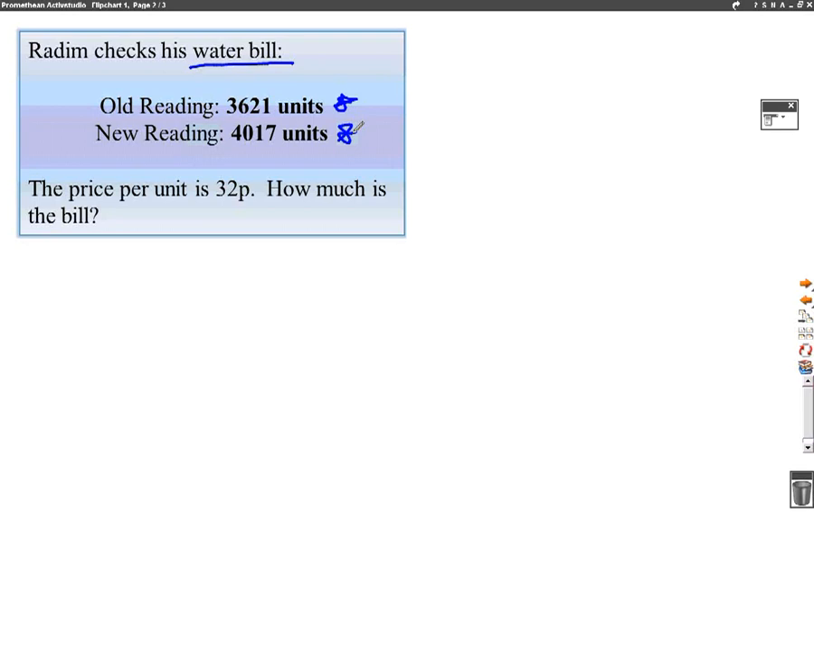So the first thing we've got to do is work out how many units he uses. So we want to know the difference between these two numbers. This would probably be on the non-calculator paper, so I'm going to do all of this without a calculator. So we're going to do 4017 subtract 3621. Again, without a calculator.